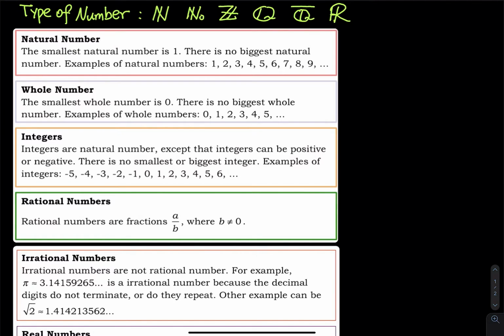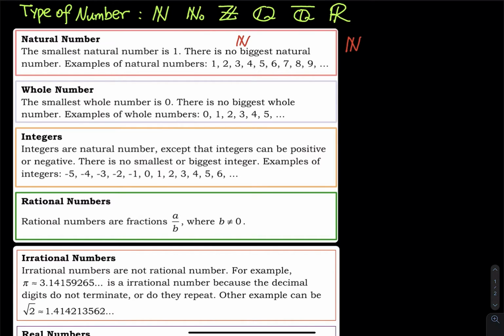Natural number has its own little notation. We use this N, but we add one more bar to it. So this is called a natural number. Let's just put it right here. So natural numbers. And then a whole number.